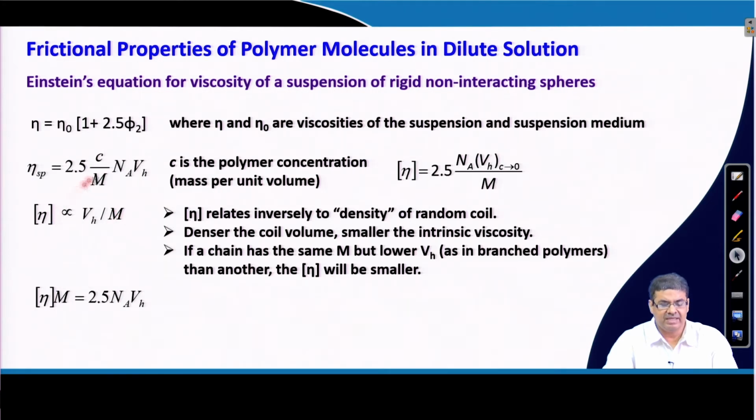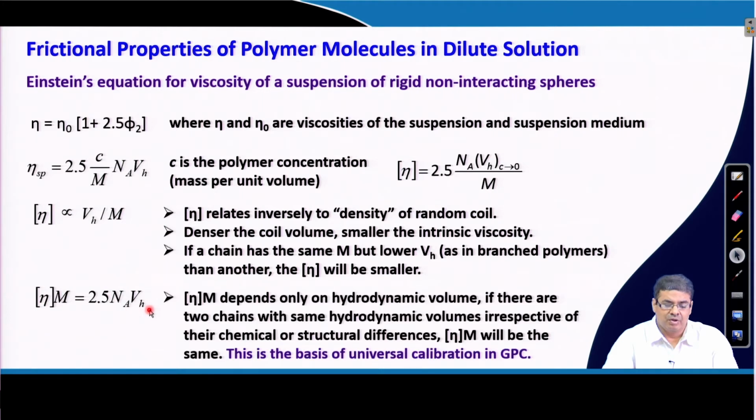Now, we can rearrange this expression, take this M to the left hand side and we can get this expression. This shows that the multiplication of intrinsic viscosity and molecular weight or molar mass is proportional to the hydrodynamic volume. So, this term, intrinsic viscosity multiplied by the molar mass, depends only on the hydrodynamic volume.